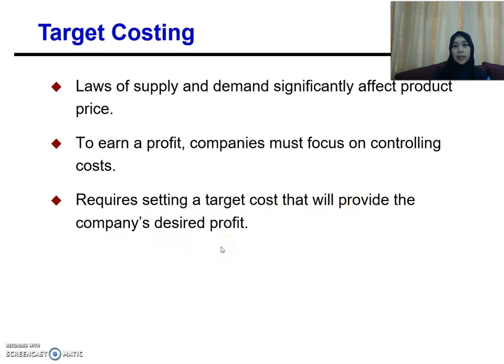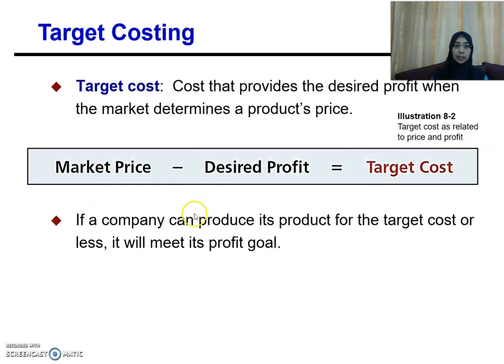So target costing requires setting a target cost that will provide the company's desired profit. Basically, target costing is a technique whereby you try to determine the price. You want to be competitive. When you want to set your price, there are various approaches. One of them is using target costing. Target costing is a technique that you can use to determine how to set your selling price.